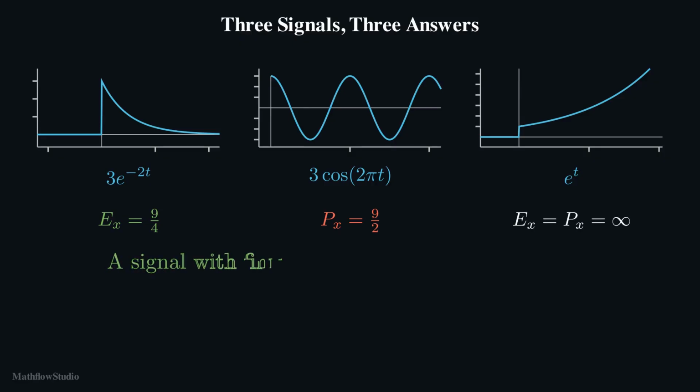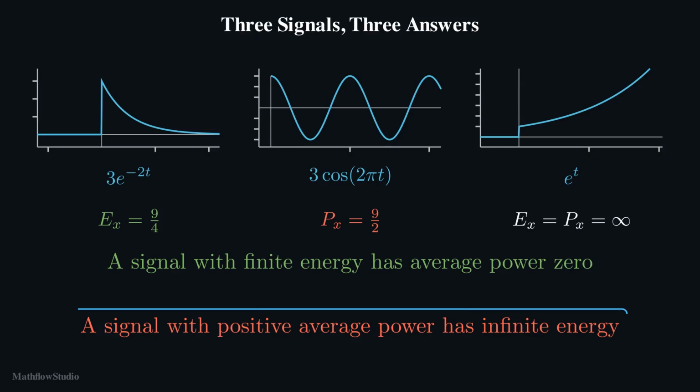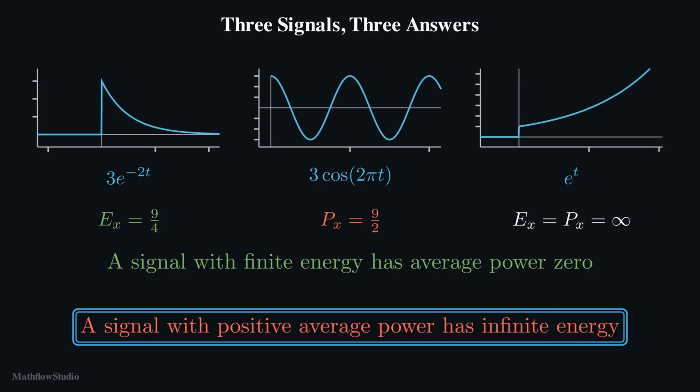A signal with finite total energy always has an average power of 0. And a signal with positive average power always has infinite total energy, which is why no signal is ever in both classes.